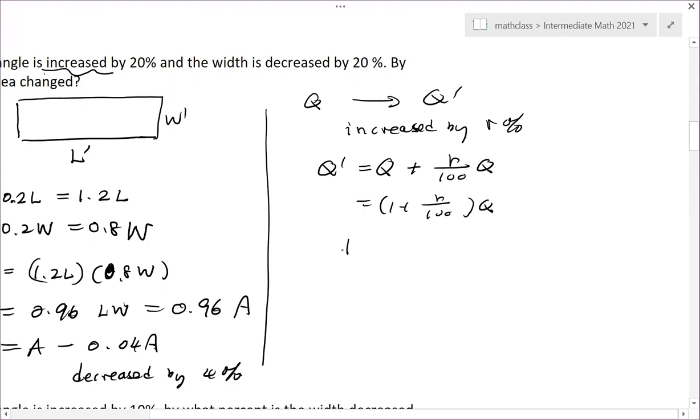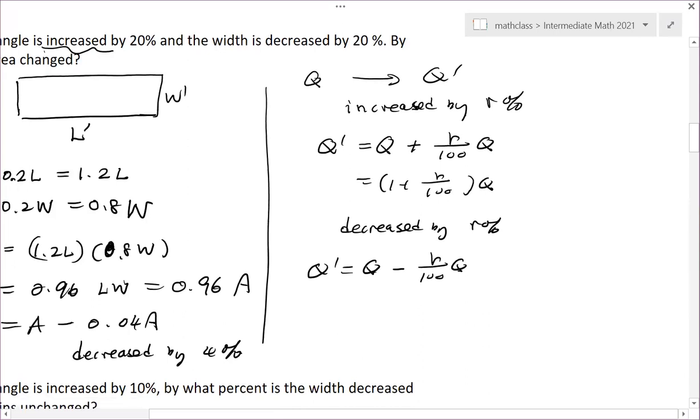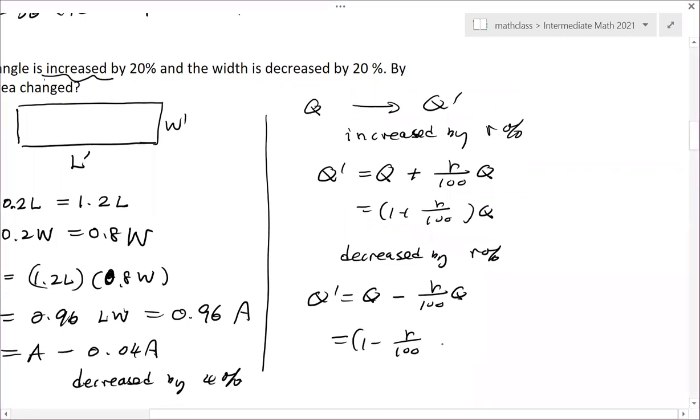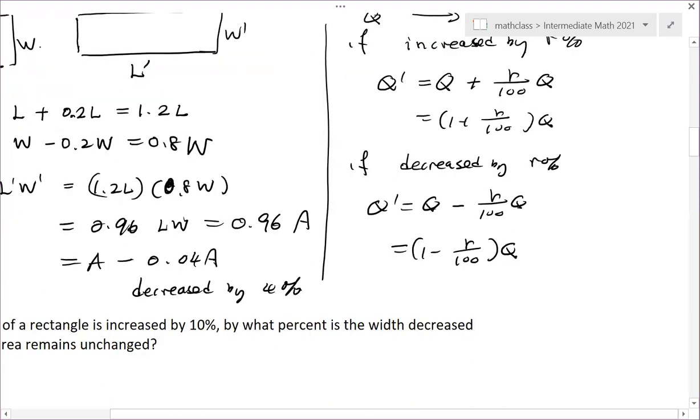And if it's decreased by R%, then the new quantity is the original quantity minus the decreased part, which is R over 100 times Q. So it's a minus. It's 1 minus R over 100 times Q. So if it's increased, or if it's decreased, those are the two formulas. All right, now let's look at the next problem.